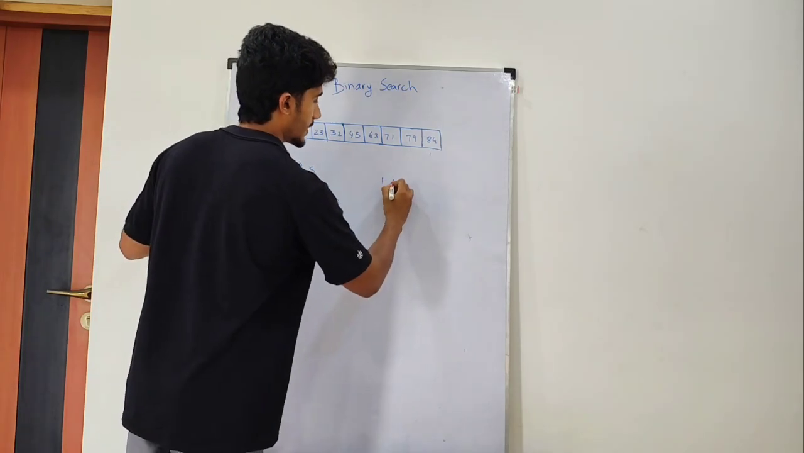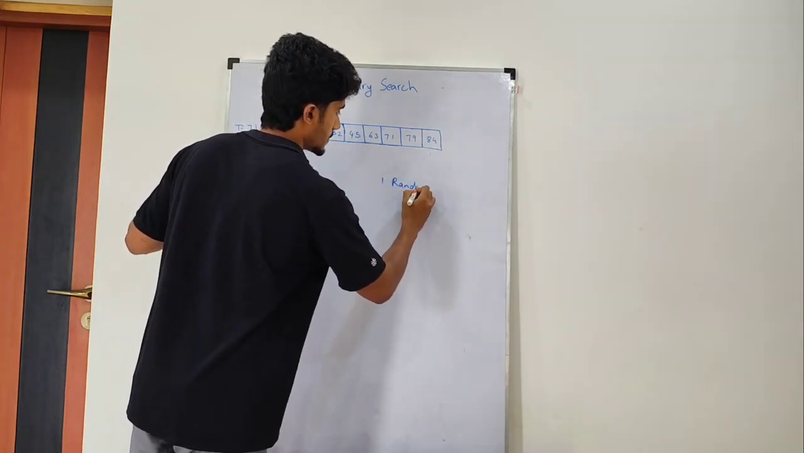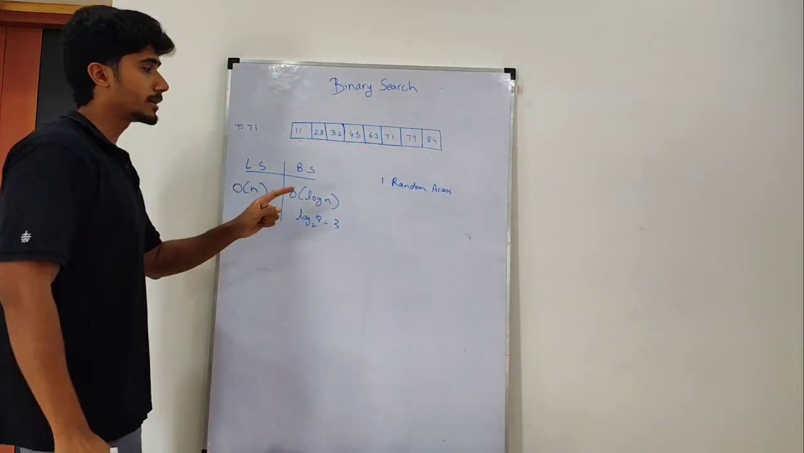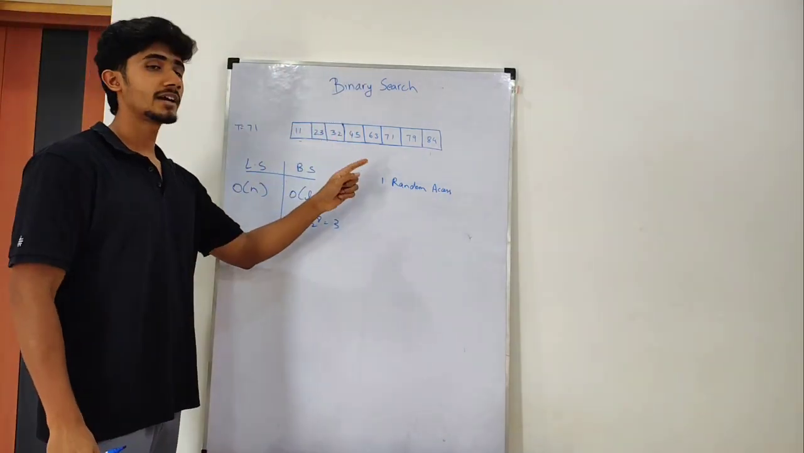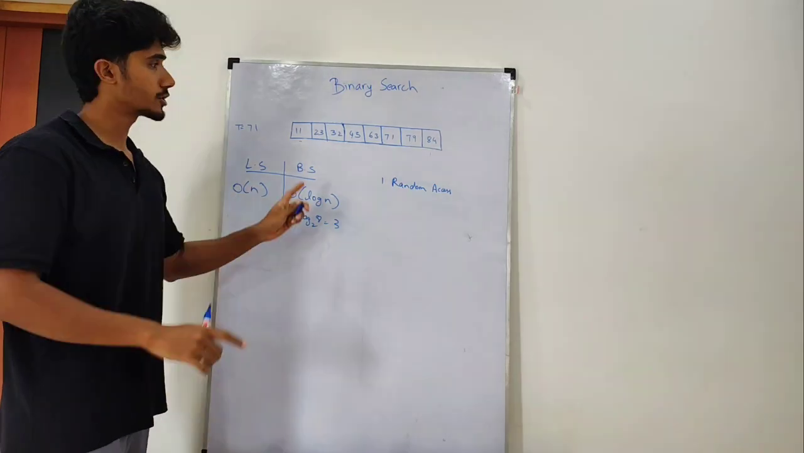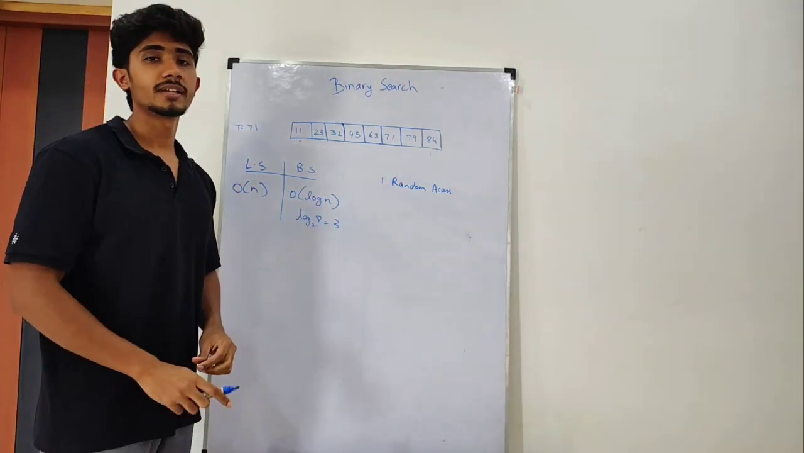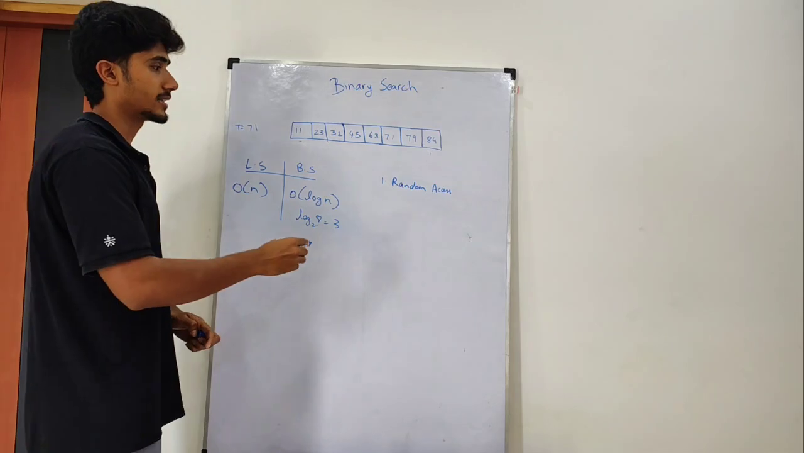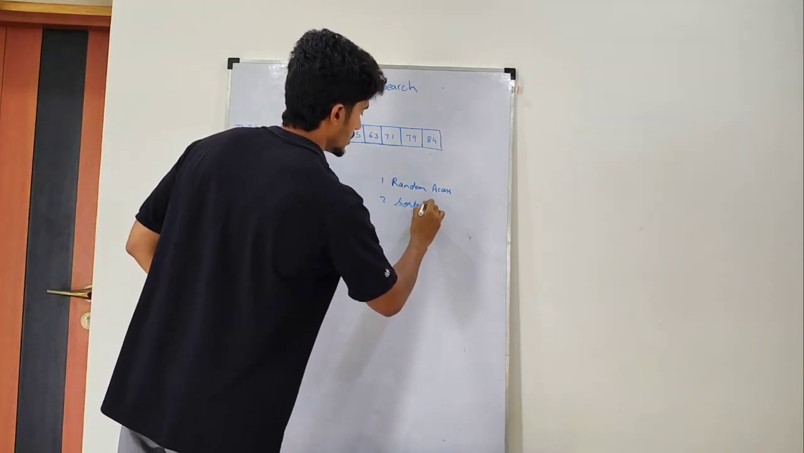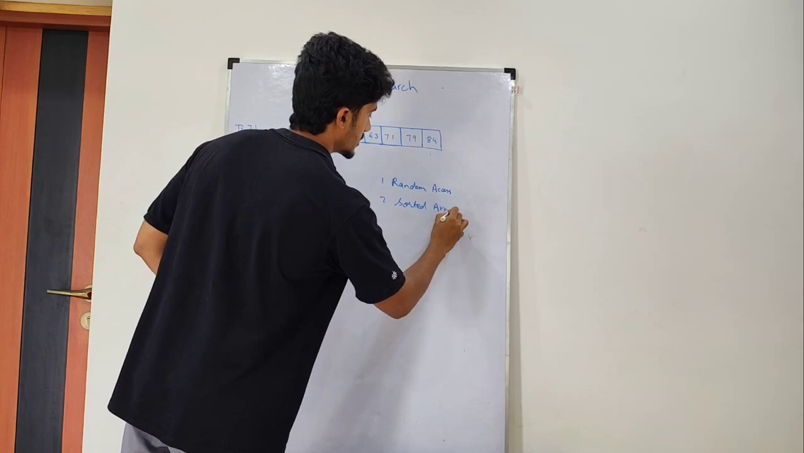First is random access. We should be able to access data at any index randomly in constant time. This is possible in arrays, but not in data structures like linked lists. The second constraint is a sorted array. The array should be sorted for binary search to work.